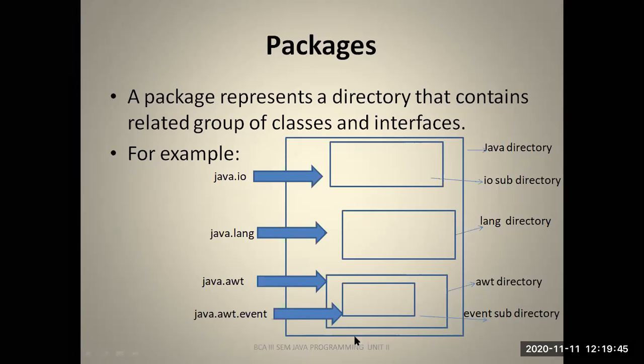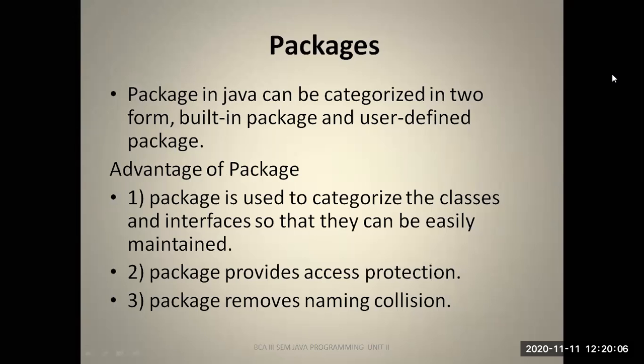So if the outer rectangle is the AWT directory, the inner rectangle will be the event rectangle. So there will be packages and sub-packages also. Every package also contains some other sub-packages. So I think everyone understood this diagram. Let us continue. Packages in Java can be categorized into two forms.